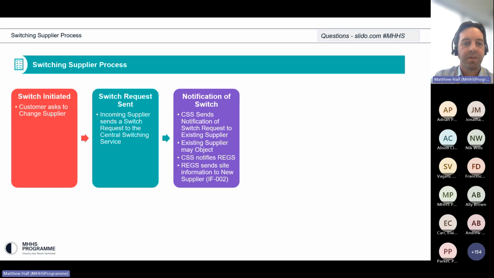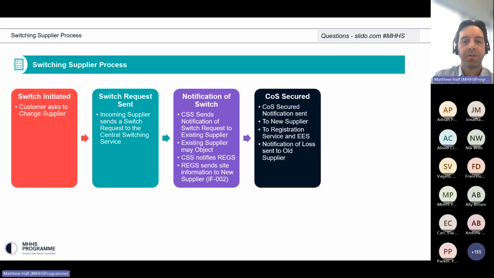But at the same time as sending notification of switch request, CSS also notifies the registration service, who in turn send an IF2, the site information, to the new supplier. This allows the new supplier to trigger the rest of the change of supply process if they should choose so.